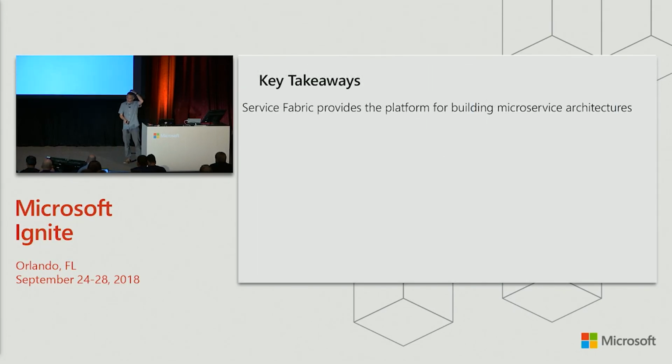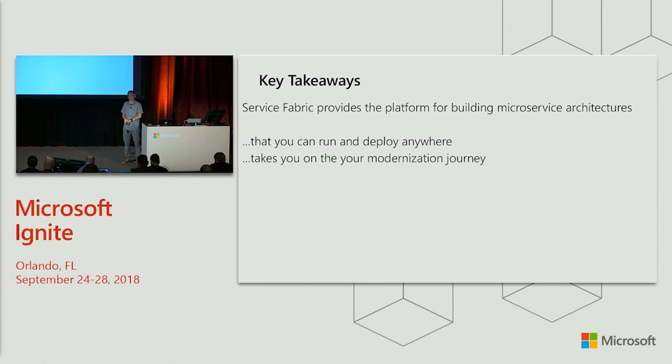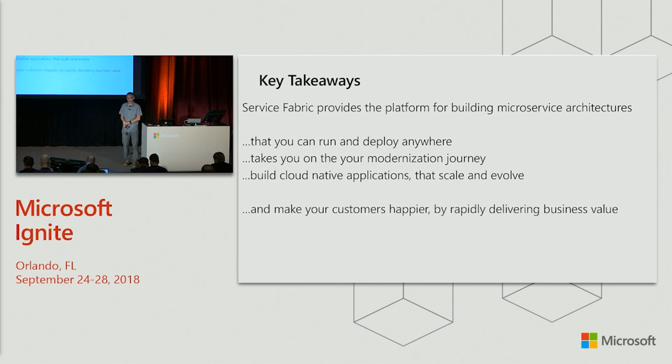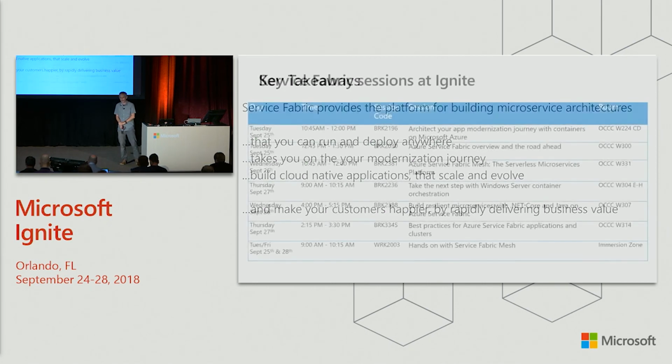So key takeaways, because I'm running out of time here, is that you really have to start to think about building Microsoft architectures. You want to be able to run them anywhere. Service Fabric enables you to do that. It takes you through this modernization journey, allows you to build cloud-native apps, and hopefully it makes you happy, makes your customers happy, and helps you develop business value, so that you're not trying to build a platform on which to build your service itself.